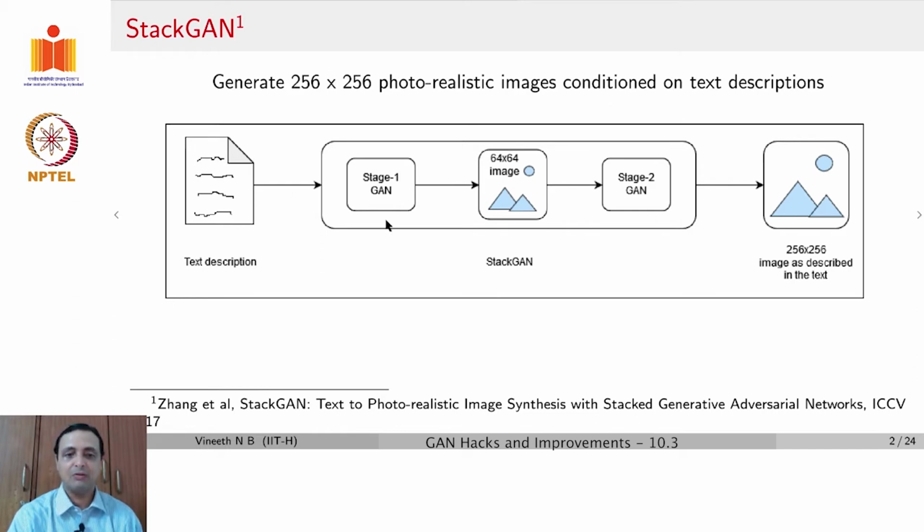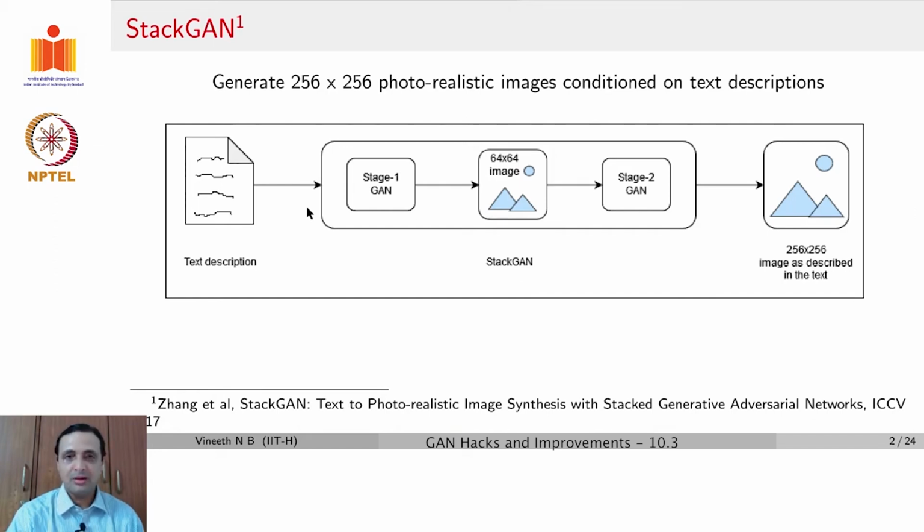So here is a high-level flow. The entire GAN model is conditioned on a text description. It could be a caption, for instance, and standard NLP methods such as word-to-vec, GloVe, BERT, and so forth are used to get an embedding of this text description, which is provided as input to the GAN.